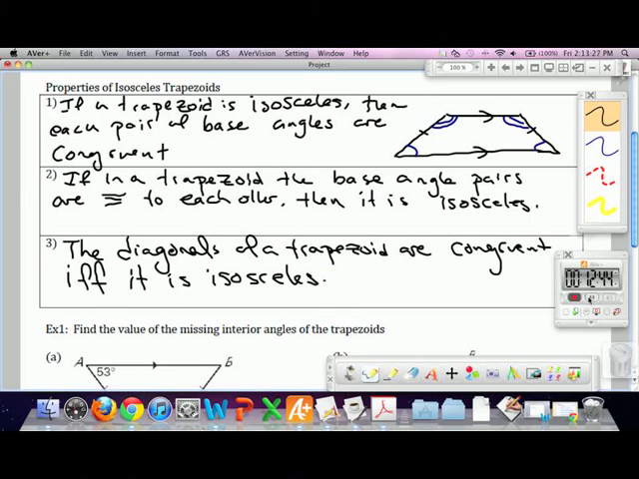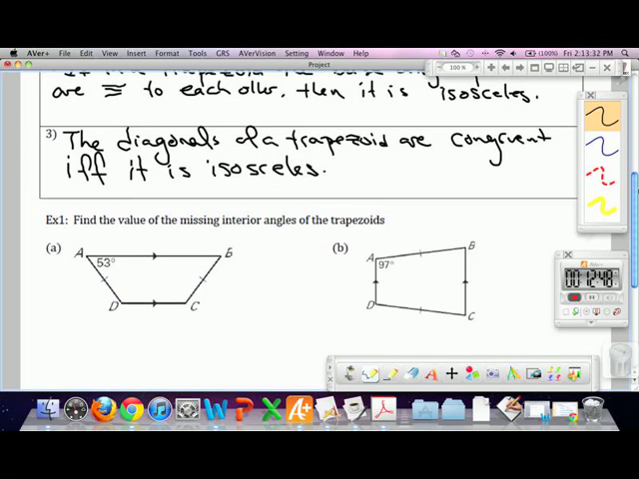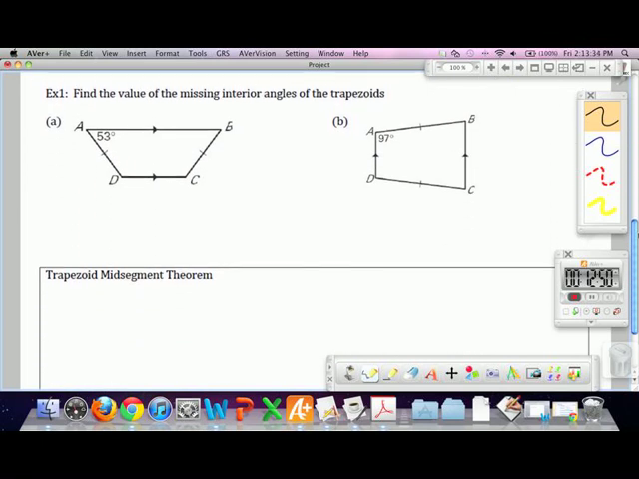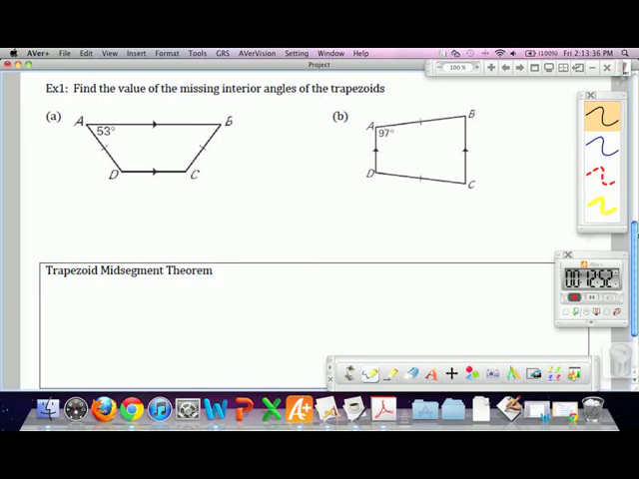Well, we got a couple examples coming up here that might highlight that. I've got a couple angle examples. So let's find the value of the missing interior angles here. Well, this is a trapezoid. It's got one pair of parallel sides. Is this a special kind of trapezoid? Yeah, these two are the same length, so it's isosceles.